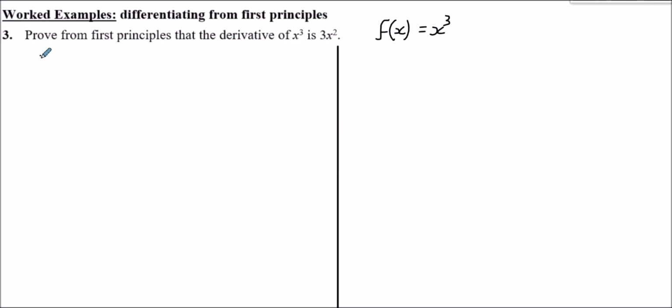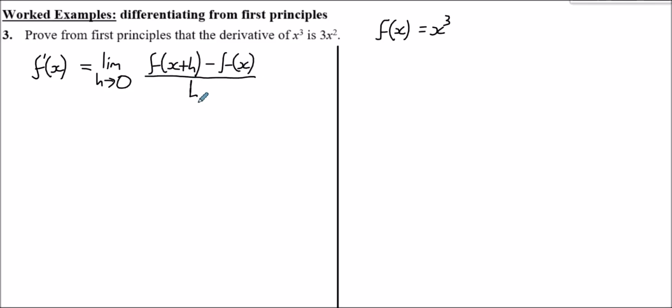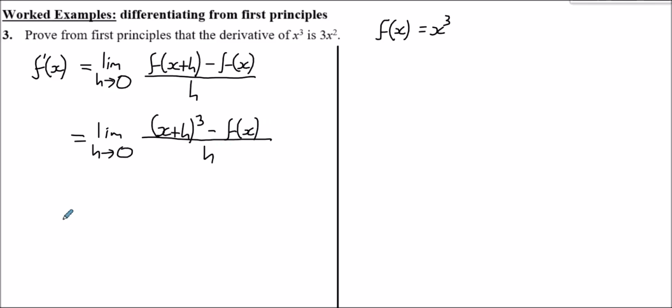So again, define the gradient function as the limit as h goes towards 0 of the change from f of x plus h from f of x, all divided by h. Now we just substitute in what f of x plus h would be. This one would just be x plus h all cubed, and again, we can use the notes from the start to help us with this one, minus f of x, all over h.